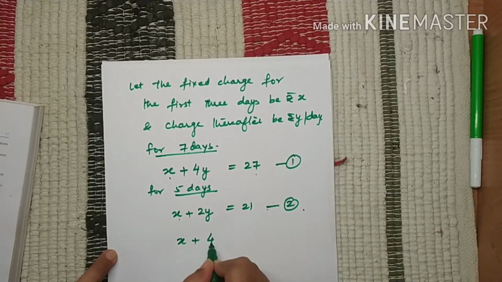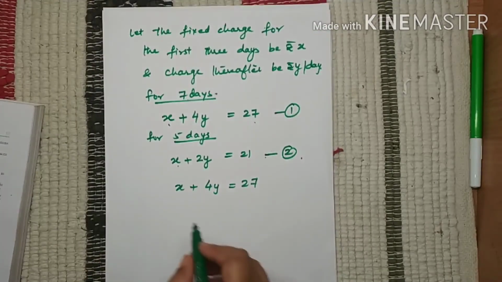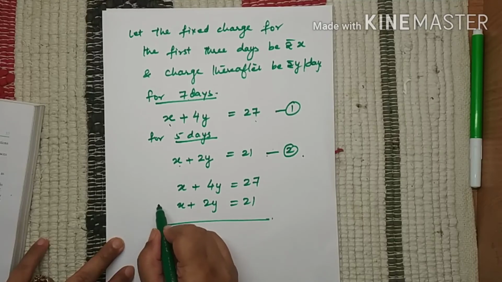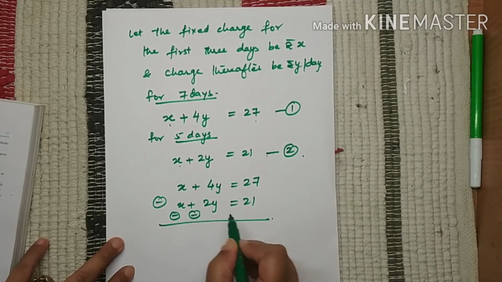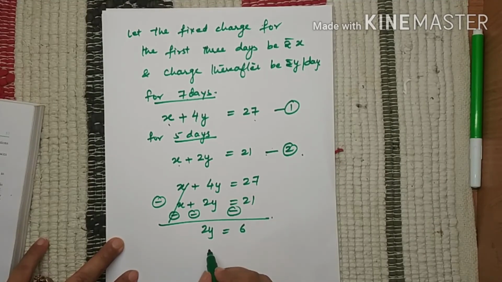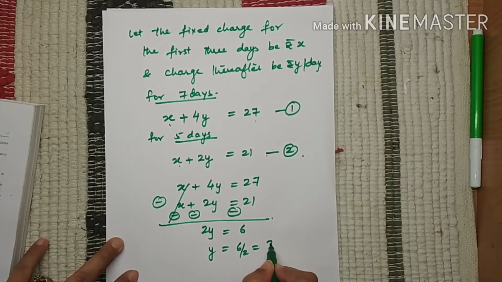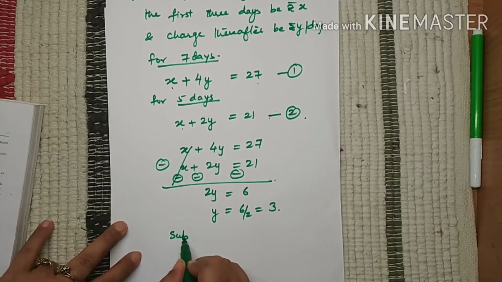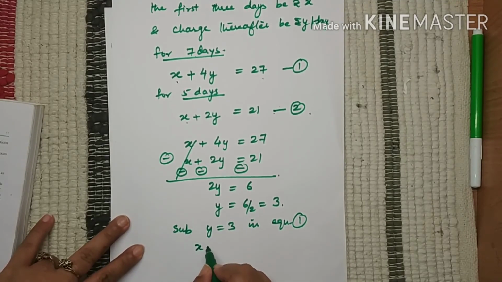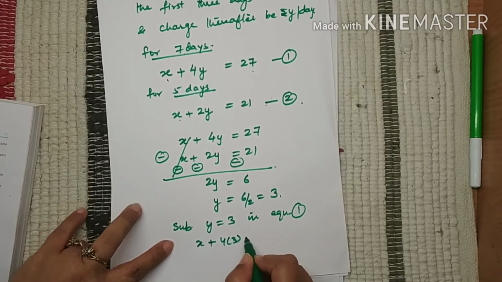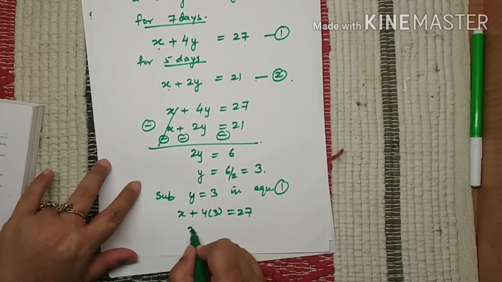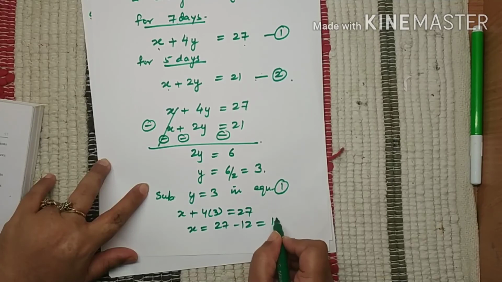I can see the coefficient of X in both the equations is the same. So we are simply writing the equations and using elimination only. Since the signs are the same, I'll subtract the equations. X cancels. 2Y is equal to 27 minus 21, which is 6. So Y is 6 divided by 2, which is 3. Now substituting Y equal to 3 in equation 1, I get X plus 4 into 3 is 27. So X is 27 minus 12, which is 15.